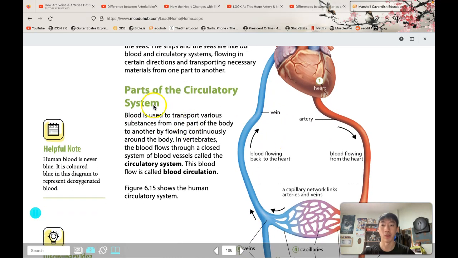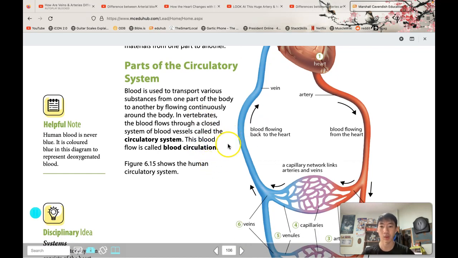So we're going to learn about the parts of the circulatory system. We know that blood is used to transport various substances from one part of the body to another by flowing continuously around the body. These examples could be oxygen, glucose, or carbon dioxide and urea. In vertebrates, the blood flows through a closed system of blood vessels called the circulatory system. This blood flow is called blood circulation. The word vertebrate means creatures with spines or backbone. Humans are vertebrates. So this figure shows a human circulatory system.